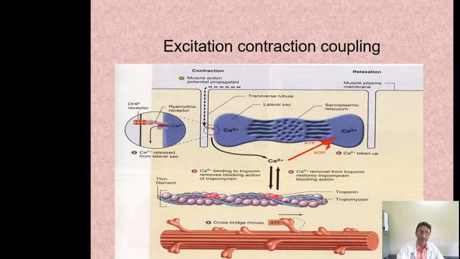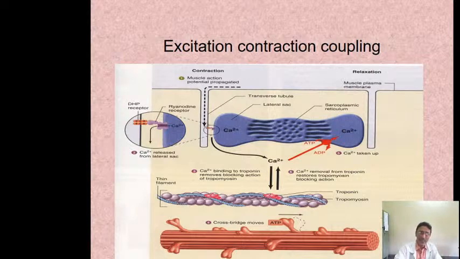Once the active sites are uncovered, the cross bridges will form, and the actin-myosin interaction will take place. Once the actin-myosin interaction is activated, the cross bridges will move and tilting will happen. As a result of this tilting, the two of them will come together and contraction will take place.